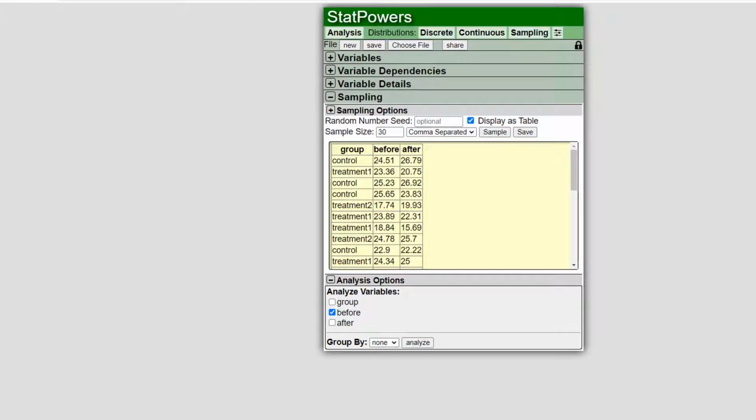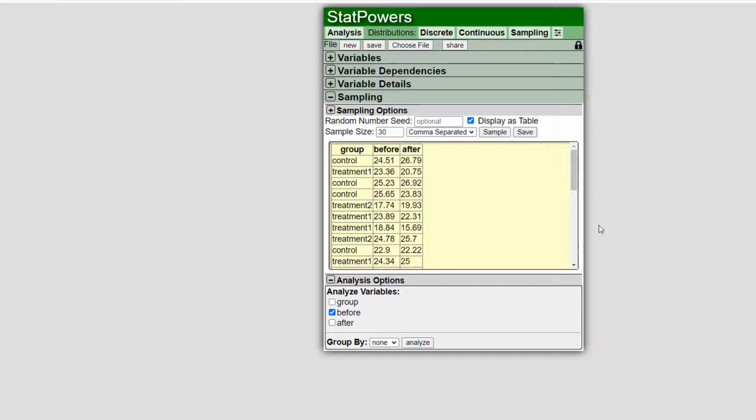We're going to be looking at a couple of new features in StatPowers. They are some non-parametric tests that have been added, and we're going to look at a few of them, starting with one-sample analysis. Sorry, I should say one-variable analysis.